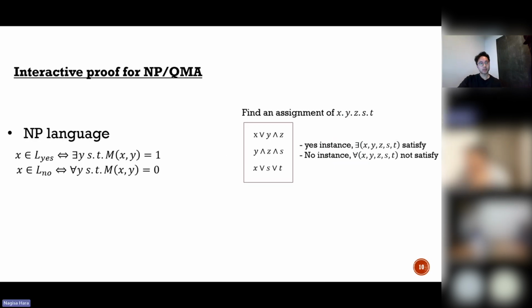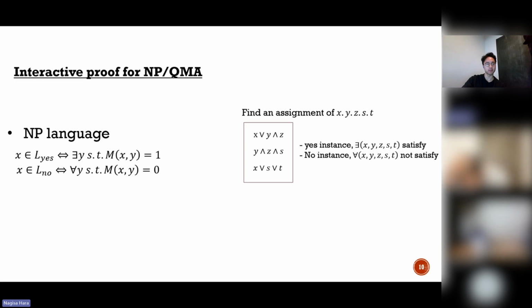So, the quantum version of an NP language. Let me start with the NP language. An instance is accepted, that is, the machine outputs 1, if it's a yes instance, because then there's some hint so that the machine outputs 1. If it's a no instance, no hint is helpful to output 1. An example is the 3-SAT problem, like we saw.